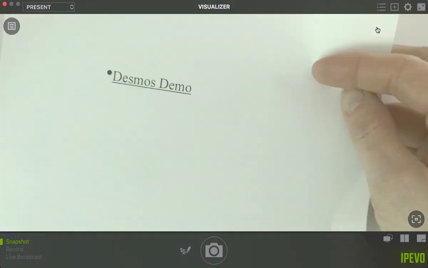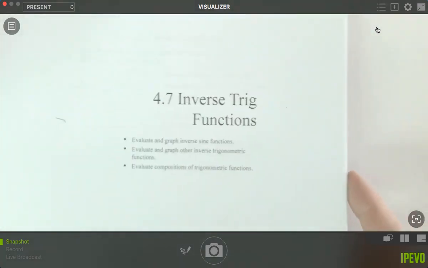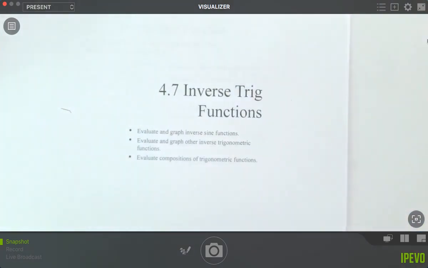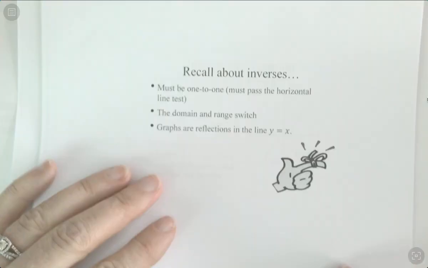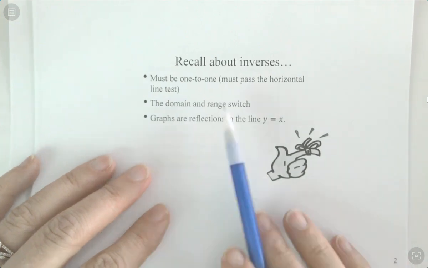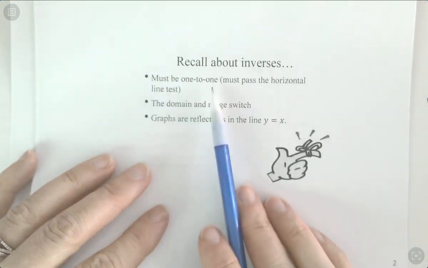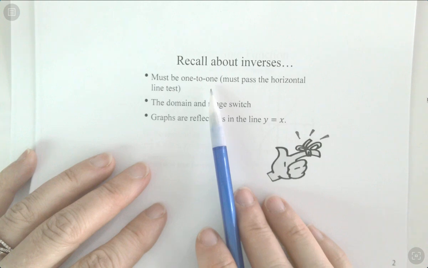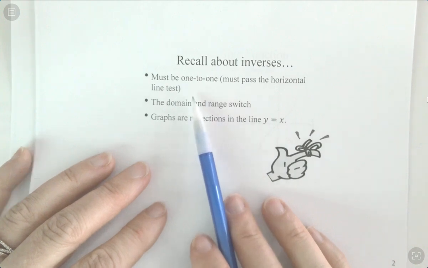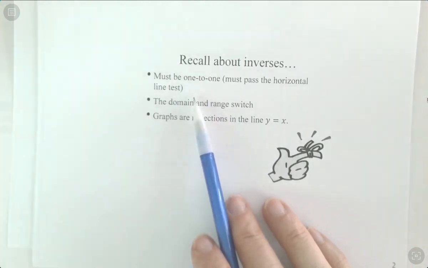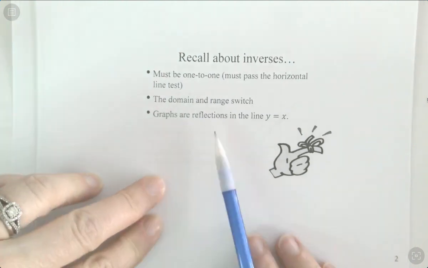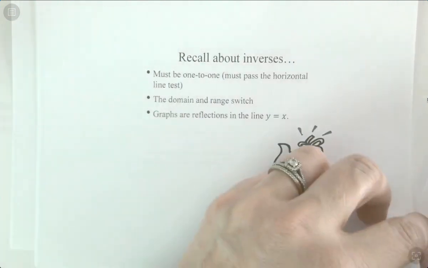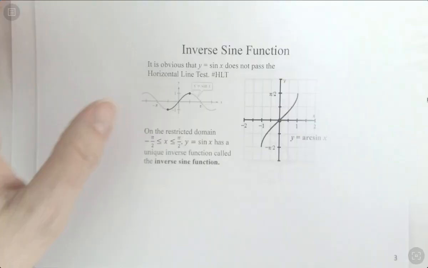All right, so that was a little demonstration. So we're doing 4.7, inverse trig functions. Just to remind you about inverses, we just talked about this a minute ago. They must be 1-to-1. So that means they must pass the horizontal line test in order for them to have an inverse function, because that means that the inverse would pass the vertical line test. The domain and the range switch, and the graphs are reflections in the line y equals x.